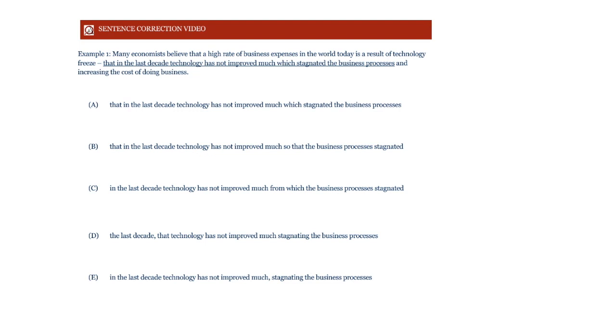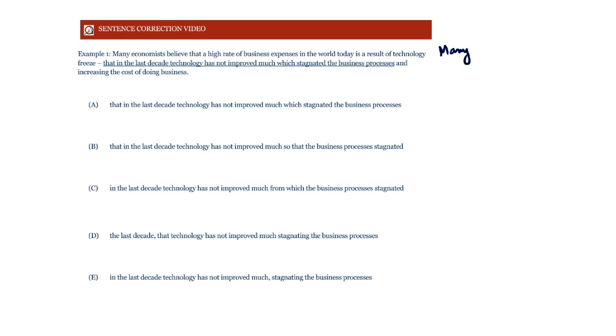Let's look at example 1. Many economists believe that a high rate of business expenses in the world today is a result of technology freeze. That in the last decade, technology has not improved much, which stagnated the business processes and increasing the cost of doing business. So what is the intent of the author? What does he intend to tell us? We'll just write down the basic structure of the sentence first of all.